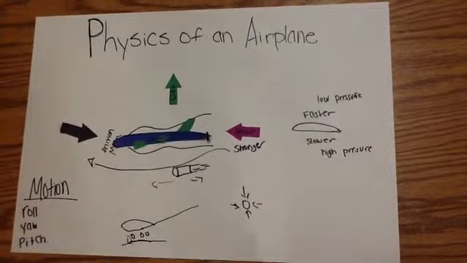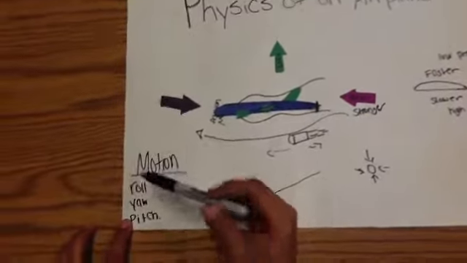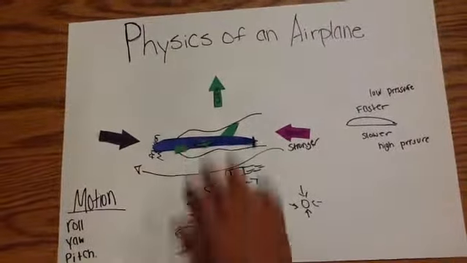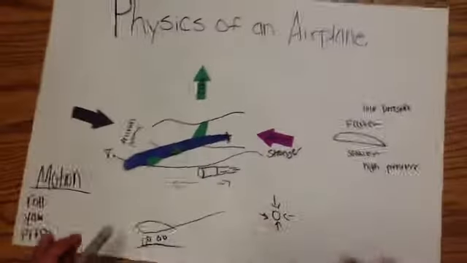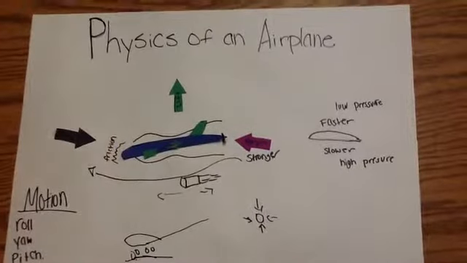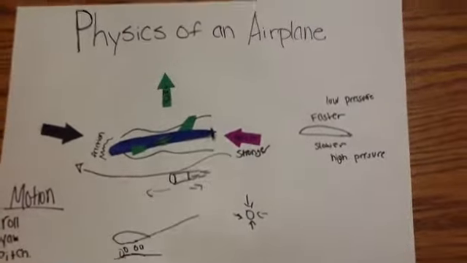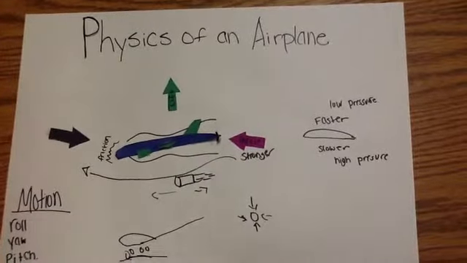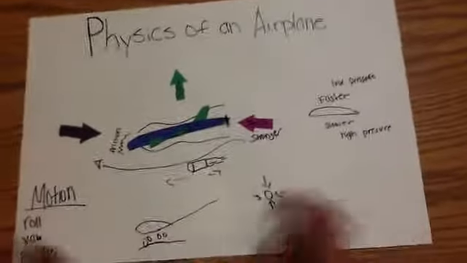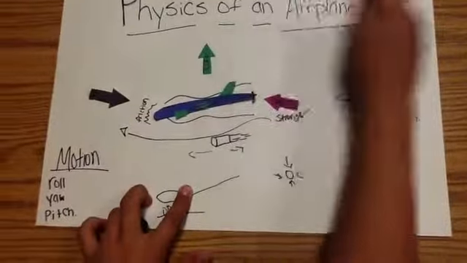to move forward. They also have the motion, which is the roll, yaw, and pitch, what makes it move side to side, change directions up and down, spin. They have the friction, which causes heat, so they can't go too fast because it's going to catch on fire. And then they have the air pressure of the plane. So those are the physics of an airplane.